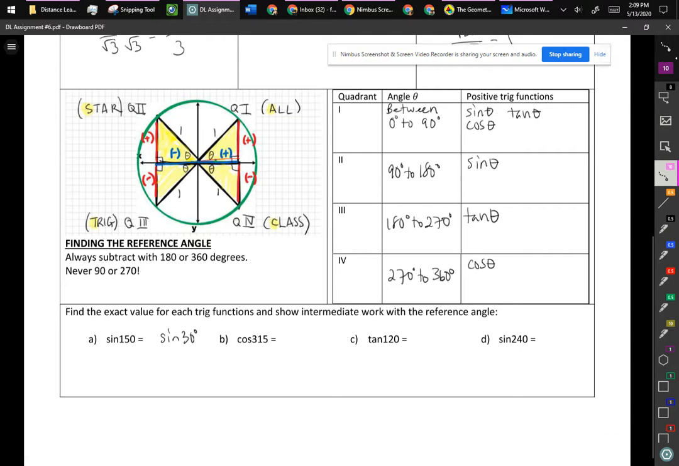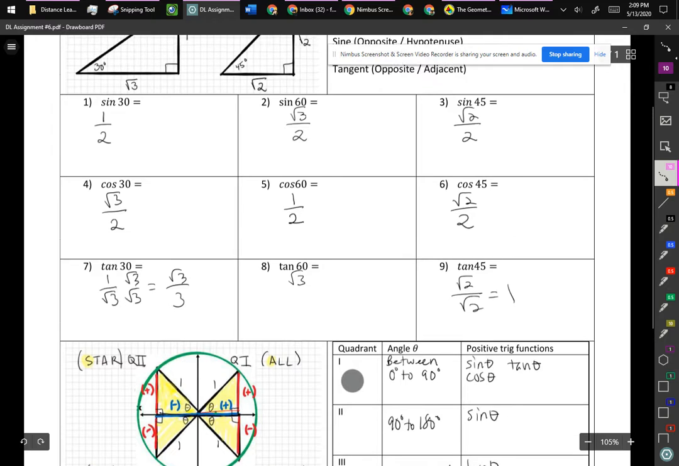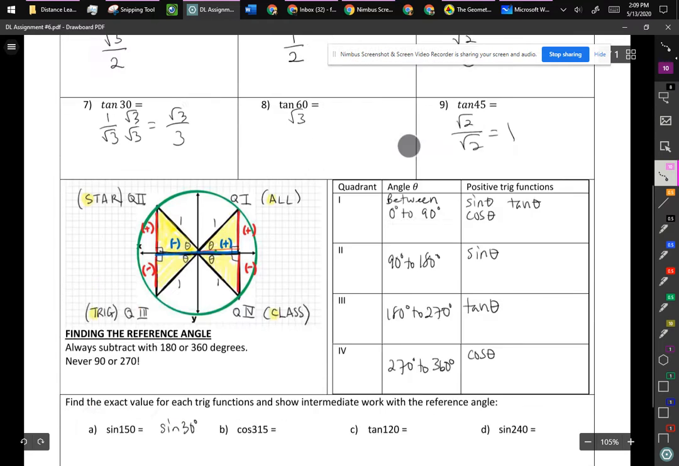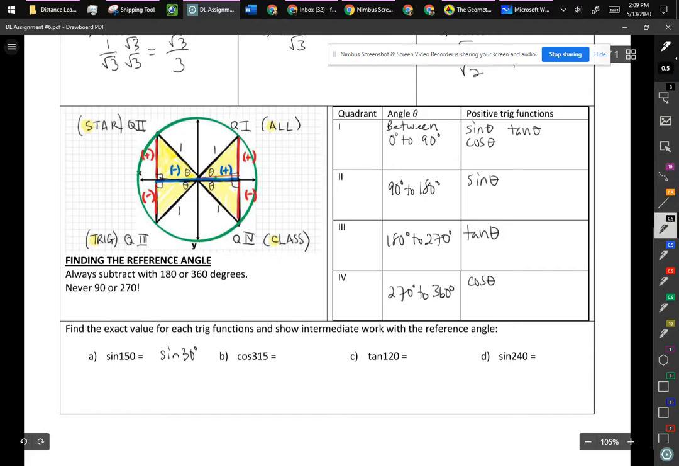So the sine of 30, I can look up. It's 1/2. So that's my answer. That equals 1/2. And that's it. But I want you to be able to show me that sine of 150 is equal to sine of 30 is equal to a half. Okay, that's the work that you need to show.